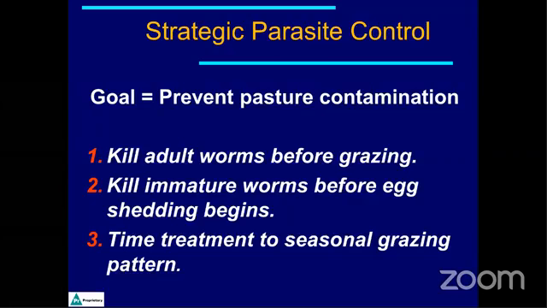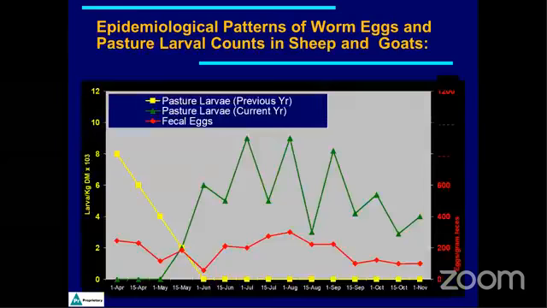So our goal is to prevent that pasture contamination. We want the adult worms not shedding eggs at the time it's coming through the winter. So you want a 0 egg count when you start grazing. They're going to pick up larvae, working like a vacuum cleaner. They're going to pick them up, and we're going to time our dewormer to kill that. So that red line is your fecal egg count. The green line is your contamination.